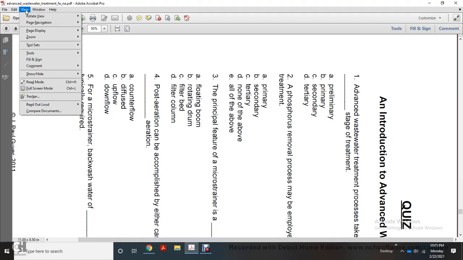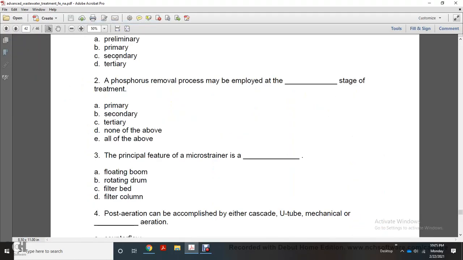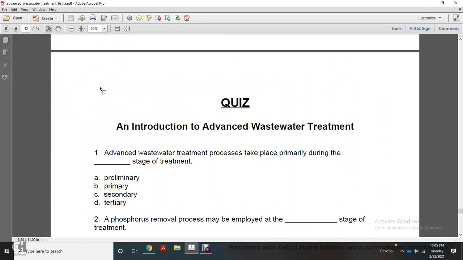And then an introduction to the advanced wastewater treatment quiz.